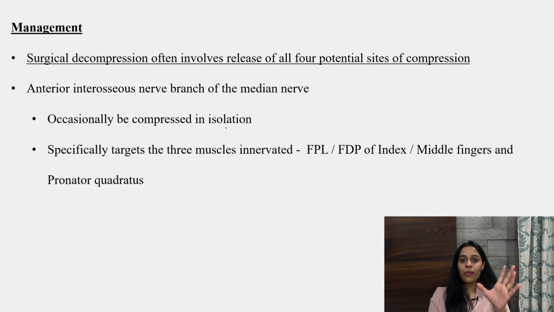So this is about pronator syndrome and about carpal tunnel syndrome. Carpal tunnel syndrome is the most important syndrome which you should know about. You should know about the Phalen's test. You should know about the sensory distribution of the median nerve. You should know how to differentiate between pronator syndrome and carpal tunnel syndrome.